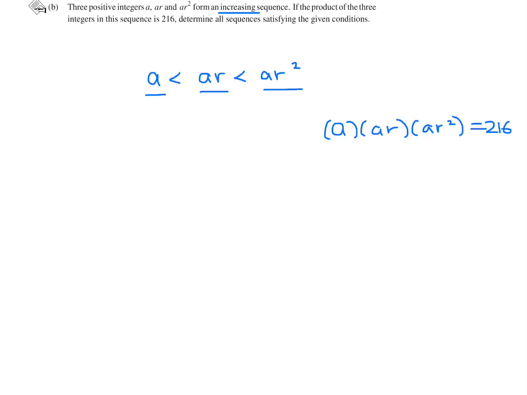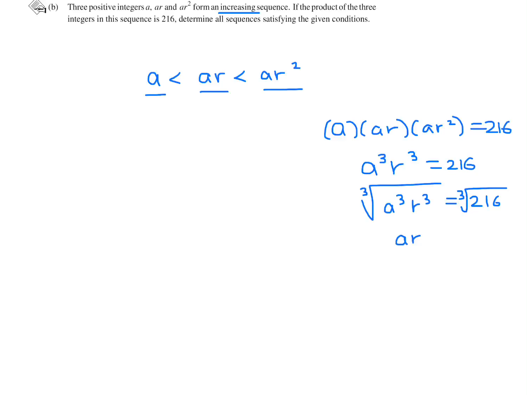So we have a times ar times ar squared, which becomes a to the power of 3, r to the power of 3, equals 216. If you take the cube root of both sides, that gives you ar. Basically, you're taking the cube root of a cube. And the cube root of 216 is 6. So there's our fundamental property: ar equals 6. And now we just have to make a table and find out possible values of a, ar, and ar squared.